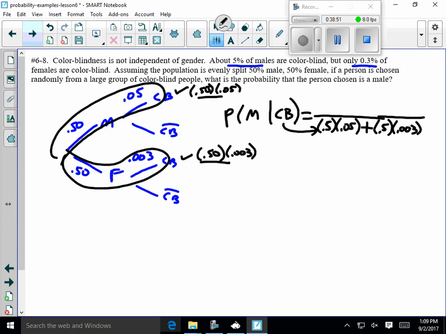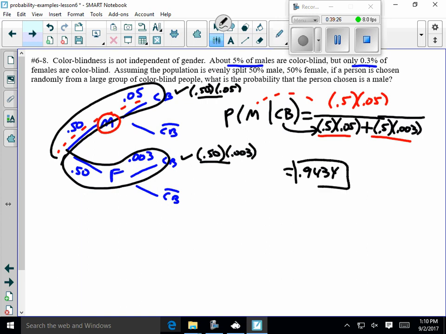Okay, so that represents the conditional sample space. It's a portion of the tree represented as probabilities. Then you could go back and say, okay, how many things meet the event to be the condition to be in the event space? And that would be that you have to go through the male condition. So it's just this one path. So of these two paths, the one that meets the event criteria is the 0.5 times 0.05. So it's that right there. And if you plug that in your calculator, that turns out to be 0.9434. So given that someone is colorblind, there's a 94% chance that they're male.